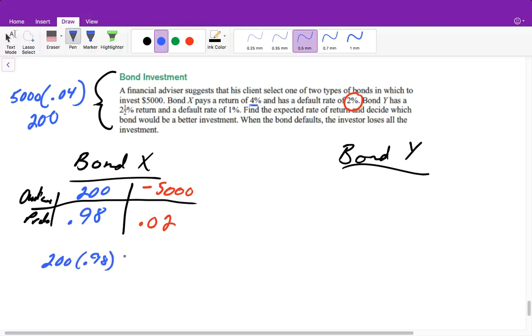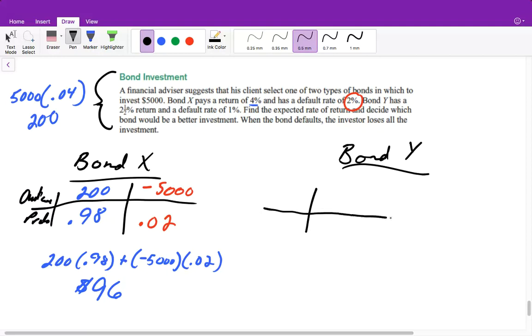So if we want to go ahead and calculate our expected value, we can do 200 times 0.98 plus negative 5,000 times 0.02. And when you calculate this, it'll give you $96. So that means on average, you can expect to make $96. It doesn't mean that you will actually make 96 because we know we're either making 200 or we're losing 5,000. There's no in between. It's just we may get our return 40 times in a row, then lose once, and so on.